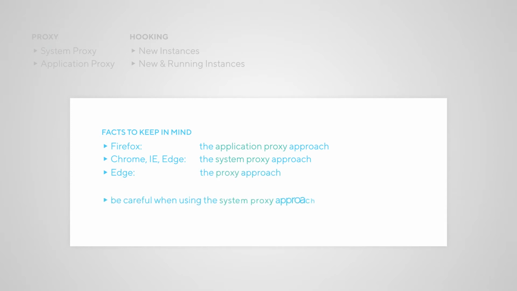Always be careful when using the system proxy approach, because you might also record the traffic of other applications that also use the system proxy settings. And always be careful when using the new instances approach, because the application you want to record must not be running when you start the recording. Let's see where in Silk Performer we can configure the various recording methods.